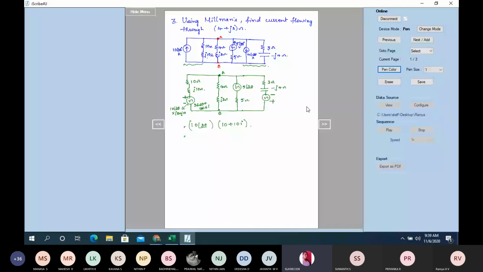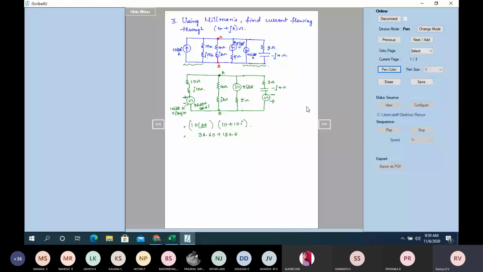36.6 plus 136.6i. Yes, I will verify. Correct, ma'am. 36.6 comes, ma'am. Verify your key. Maybe you have kept it in radian mode. That is also possible. Check. Okay, this is 36.60 plus 136.6i.